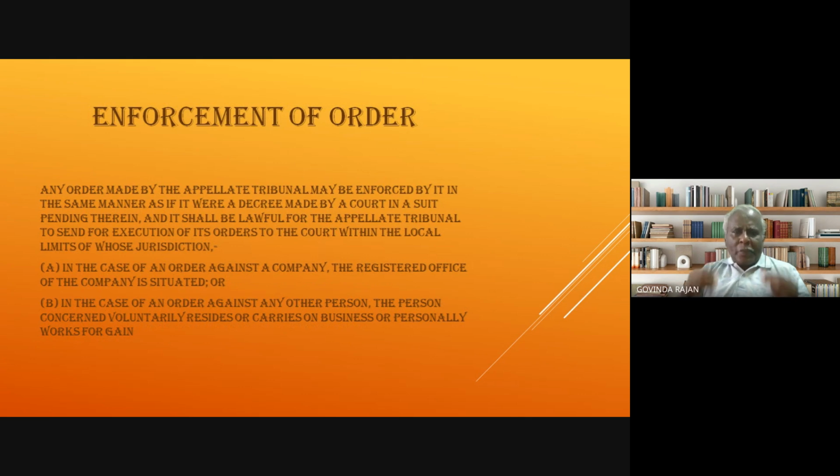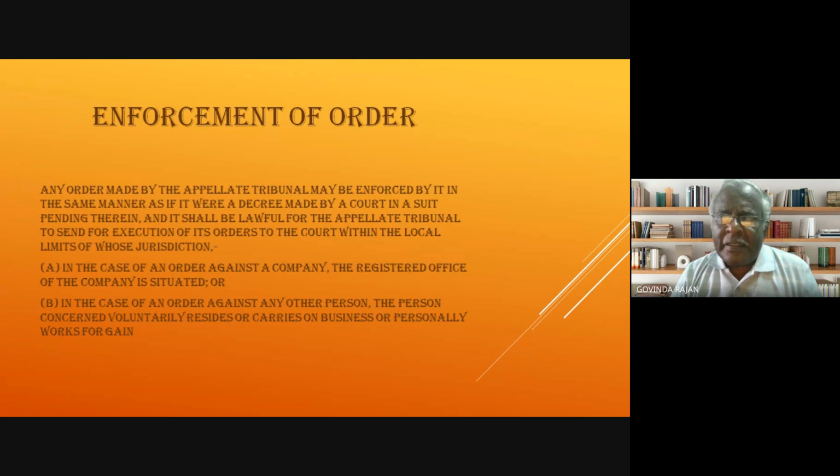Enforcement of order. So once the order is received, most of the people will comply with it. Some people may not comply with the order, even though they will not file appeals before the appellate authority. Any order made by the appellate tribunal may be enforced by it in the same manner as a decree.